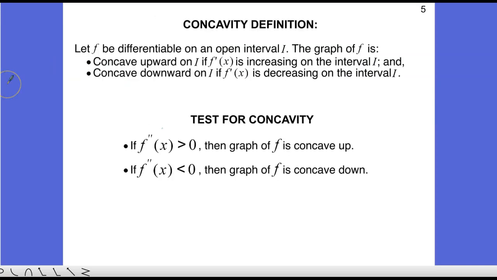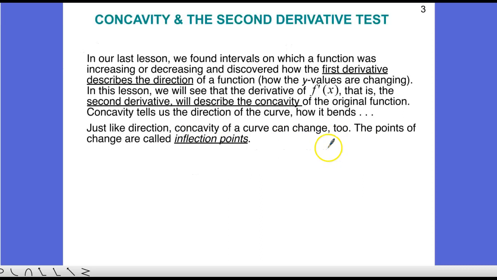Remember, the test for concavity says where f double prime is positive, it's concave up. Where it's negative, it's concave down. Now, I want you to think back to where we said, just like direction, concavity of a curve can change too. It can change from upward to downward or vice versa. And so the point where that change happens is called an inflection point.